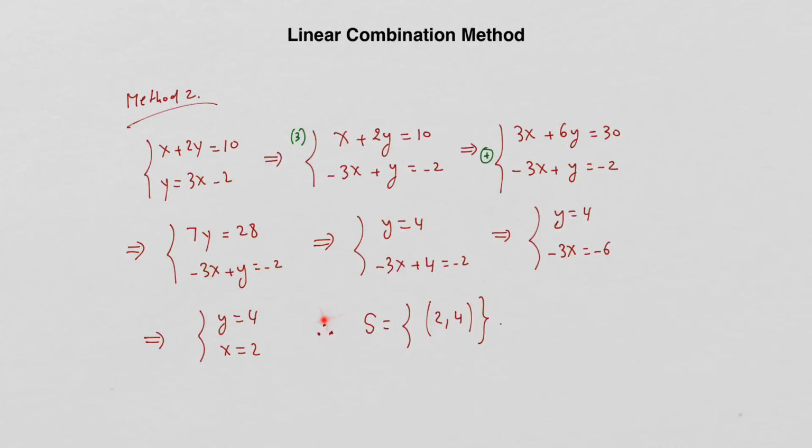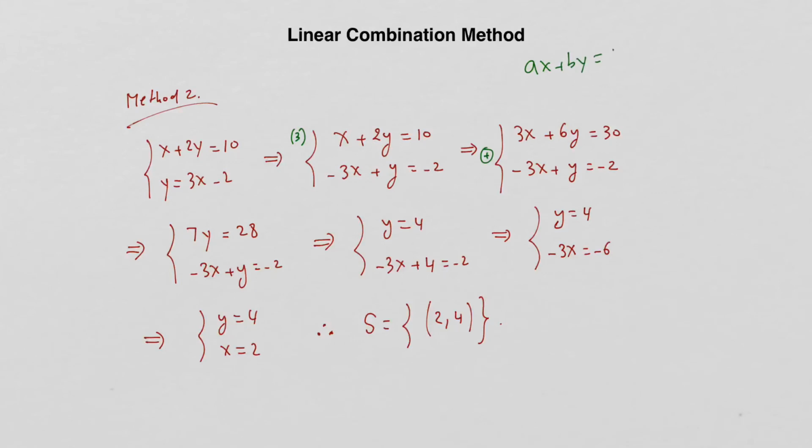So my therefore, this is the symbol for therefore. The solution set is the ordered pair x comma y. So this is called the linear combination method. Once again, you have to write both equations in this form.